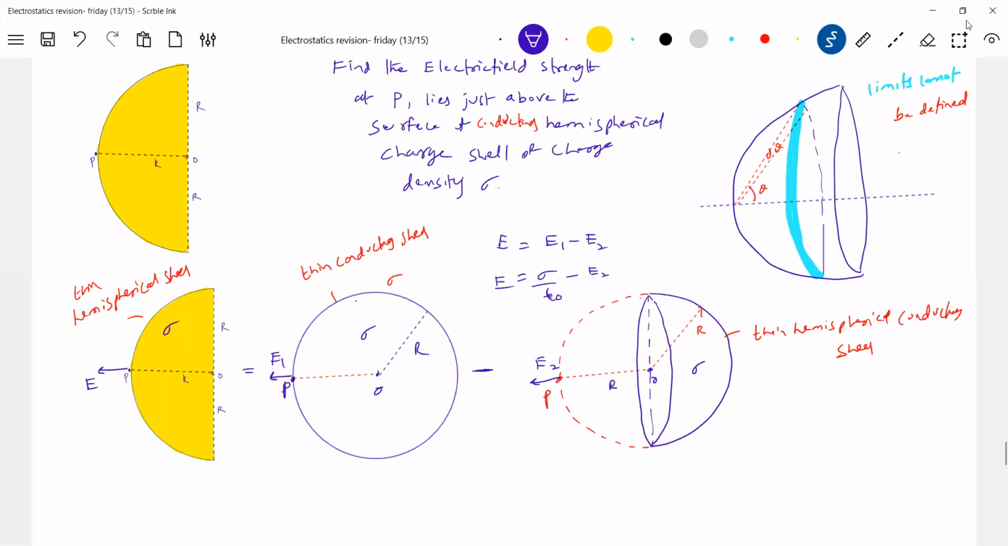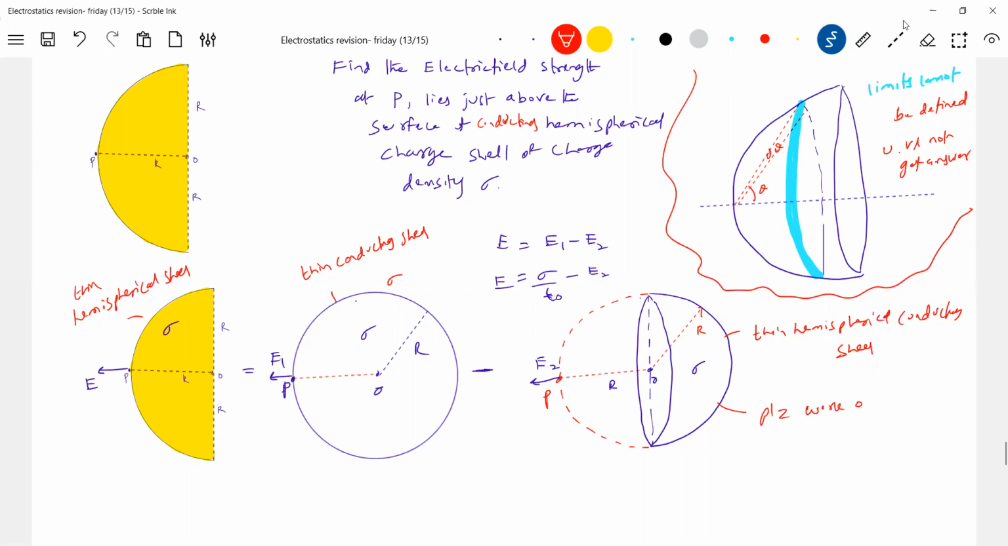But you should not work out this one. This is not possible. I'm telling you, you will not get the answer, because the limits are unable to be defined. So let's come to this diagram. Please work out here. We'll integrate, calculate E2, and substitute. Sigma by epsilon naught.